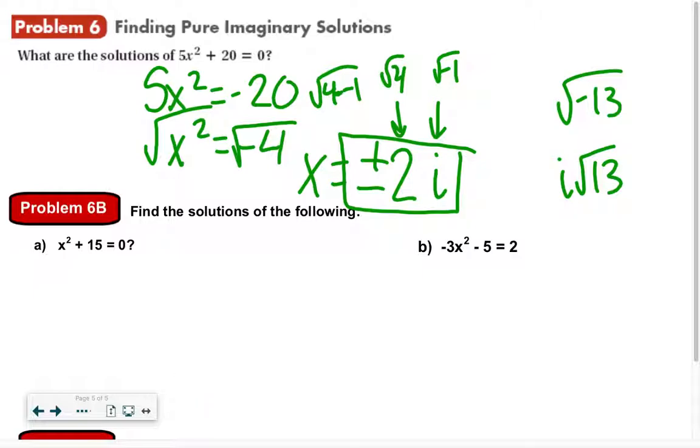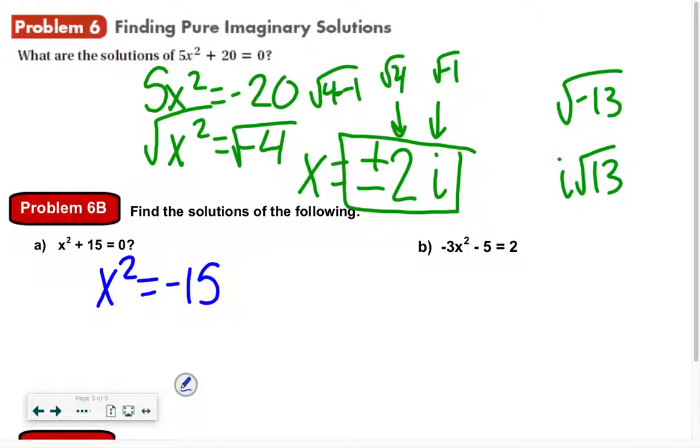Okay, how about A? What am I gonna do with A? What's my first step? Subtract 15, so I have x squared equals negative 15. Now what do I do?